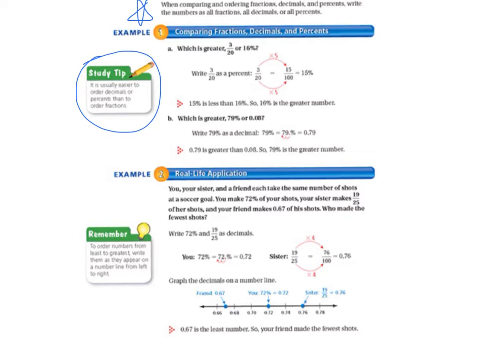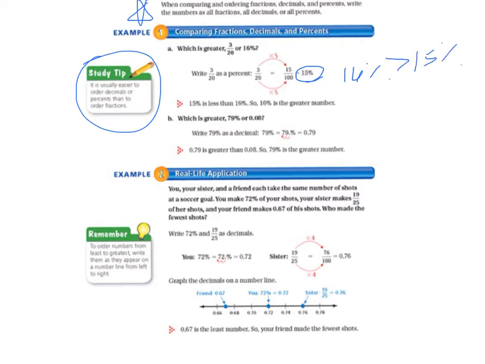So example 1 asks, which is greater, 3/20 or 16%? It asks us to write 3/20 as a percent. So we take 3/20 and multiply the numerator and denominator by 5. 3 times 5 is 15, and 20 times 5 is 100, so that gives us 15%. Now once we have them both in percentages, we can see that 15% is less than 16%. So 16% is the greater number.